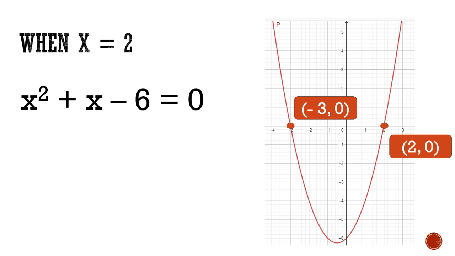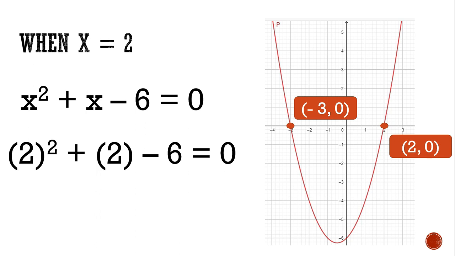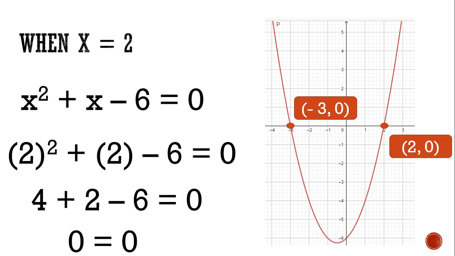When x is equal to 2, we can see that 2 squared plus 2 minus 6 is equal to 0. That is 4 plus 2 minus 6. That is the same as 0. The polynomial equation is true as well when x is equal to 2. Therefore, the roots of this polynomial equation are negative 3 and 2.